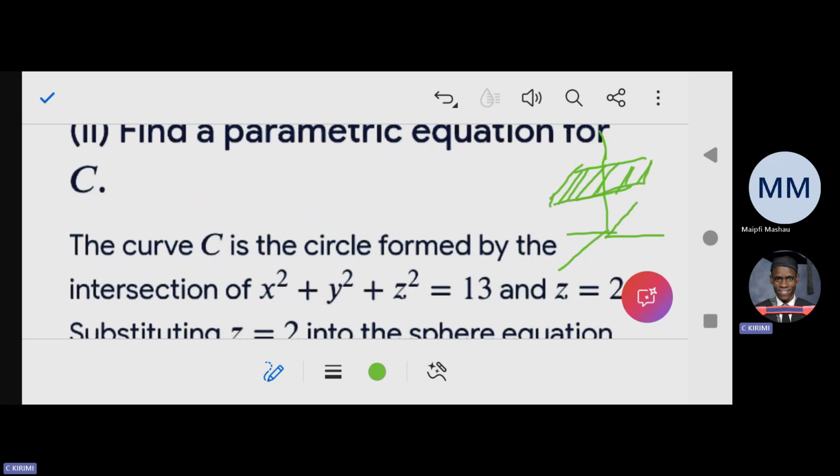So that's a plane, and that plane is parallel to the XY plane, cutting what? That sphere. Remember, we have drawn a sphere. So it's cutting through that sphere at Z equals 2. That is the intersection of the sphere and the plane at Z equals 2.